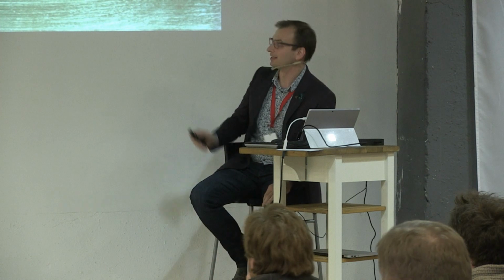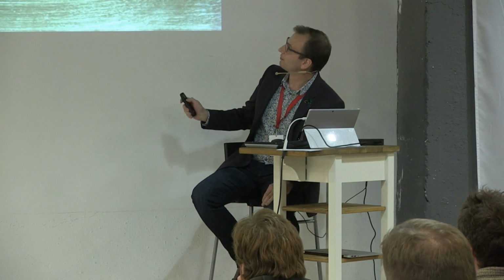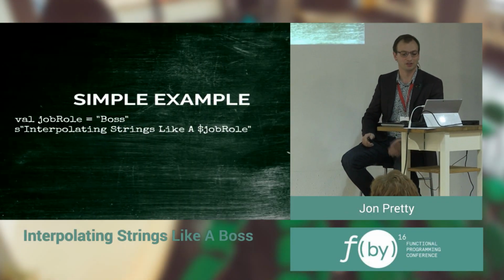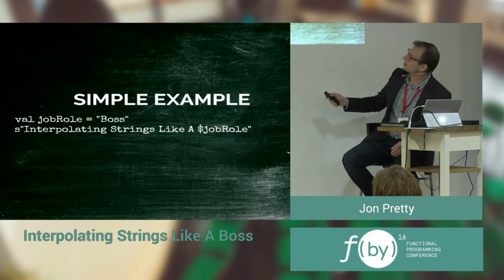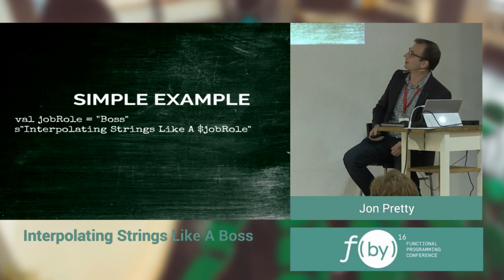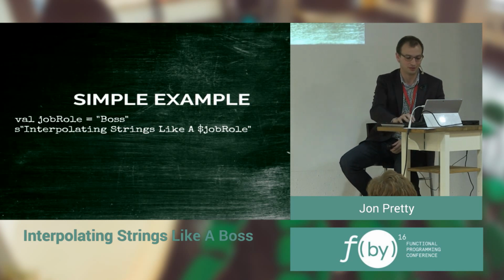Now what that means is this now becomes a string that we can substitute a value in. And you can substitute a value in by prefixing it with $, and putting it straight in the string. And what that will do is it will take the value there called job role, which is boss, and it will produce the string as a result of this, which is literally interpolating strings like a boss, which is what we're hoping to do today.